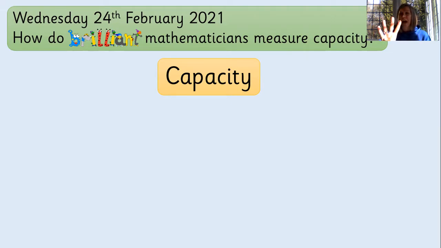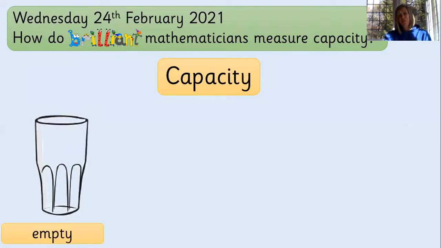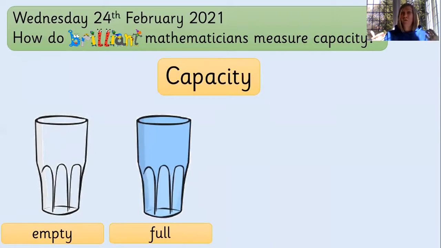So we're going to have a look at 4 different words today to see how we can measure capacity. Let's have a look at the first one. The first one is something being empty. So I've got a glass here and it's got absolutely nothing inside it. It is empty. So that's one word that we can use to describe capacity. That container is empty. And of course, the opposite of empty is full. You can see there that my glass is full to the top of water. So my glass is full.